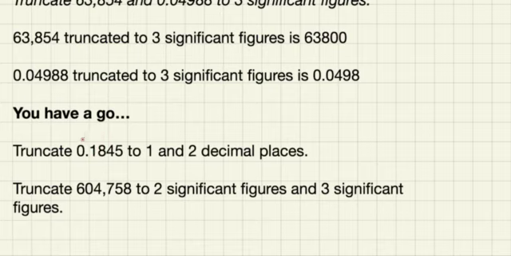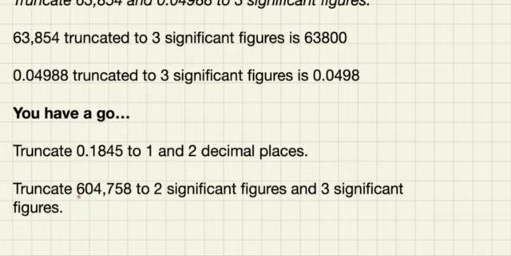So this is the number. And don't forget, we're not rounding up. We're truncating. We're going to chop this off. So the answer becomes 0.1. So you're only reporting that. So your answer should have been 0.1.